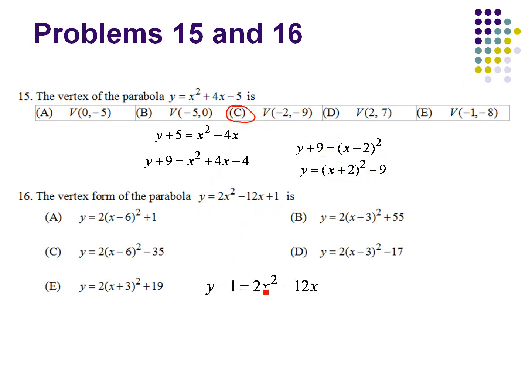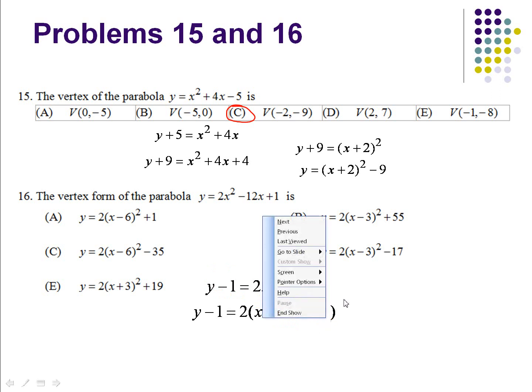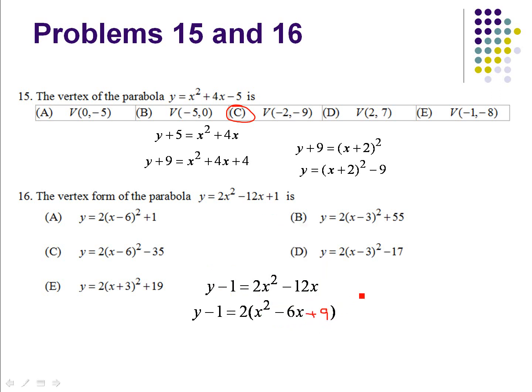Then I'm going to factor out the 2 because I got to get x squared just by itself. I have x squared. When I factor out 2, this becomes 6x. I left a little space here so I can complete the square. So I'm going to take half of -6. Half of -6 is -3. And square it, I'd be adding 9 here. So I'm going to add 9.